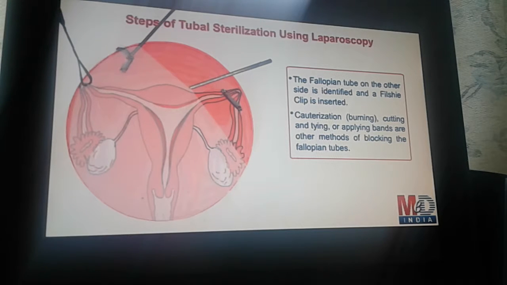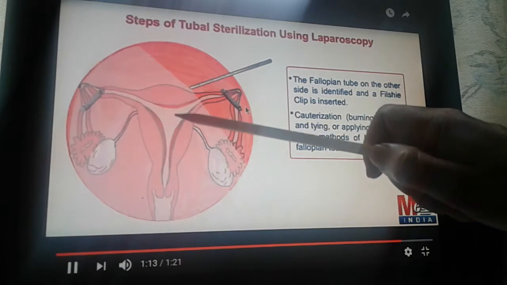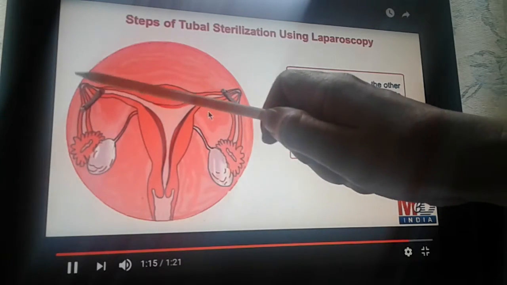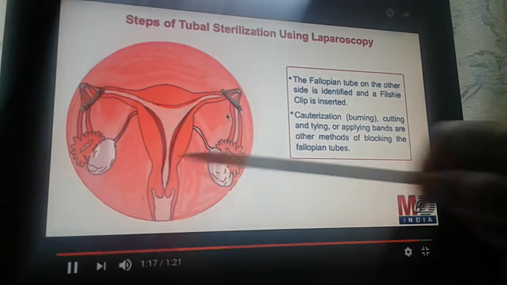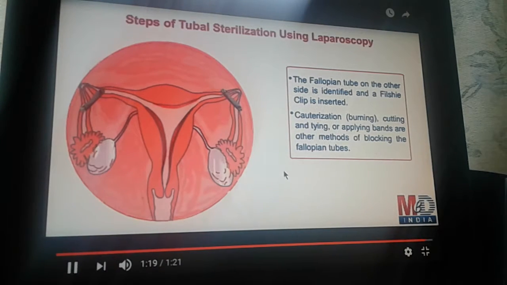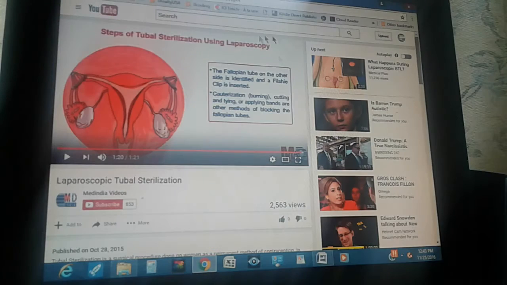Because when the eggs meet the sperm, somewhere here is when there are babies. But if they block the way for the eggs that are created here, then they can't meet. All right. So that is the procedure.